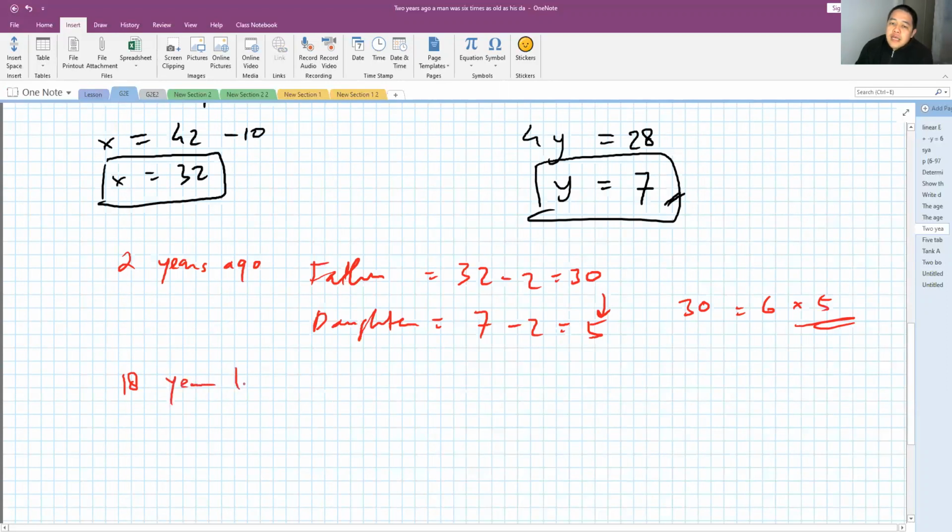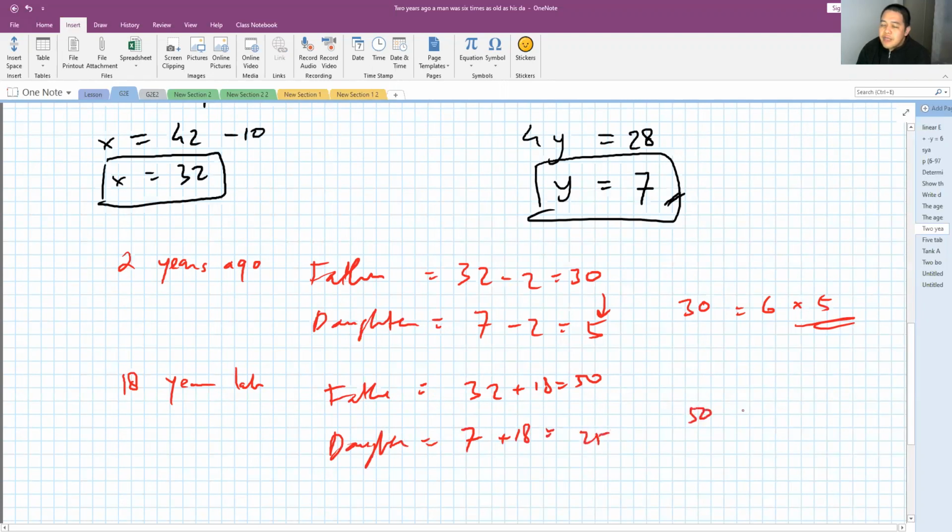Or we can check also with the second condition, where we go now with 18 years later. So 18 years later, the age of the father will be 32 plus 18, that is 50, and the age of the daughter will be 7 plus 18, which is 25. And this is also correct. See, that 50 equals 2 times 25.